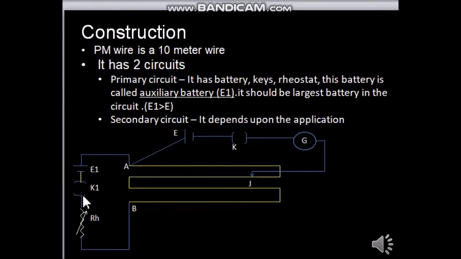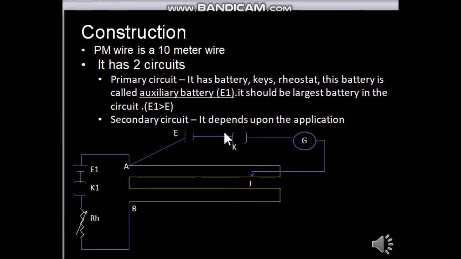One is this left side connection between A and B. This is called the primary circuit. In this we connect the battery, key and rheostat. So this circuit is called the primary circuit. It is always fixed. We have to always connect this whenever we use the potentiometer. And this battery we call the auxiliary battery also. This battery should be the greatest battery in the circuit. The reason will be clear to you soon.